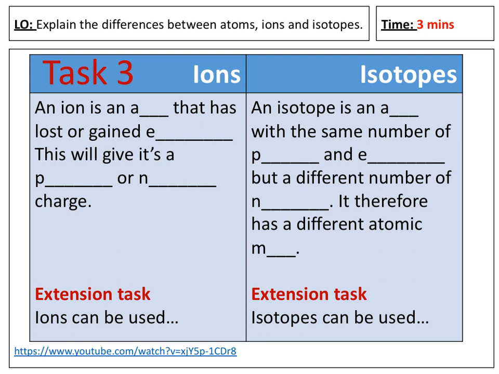So here you go, here's your next task, a bit of a gap fill, the difference between ions and isotopes. There's an extension task down the bottom as well. Ions can be used, ... and isotopes can be used, ... So a bit of a chance to do a bit of research if you wanted to. There's another YouTube link down the bottom to a good explanation of some of this stuff. So pause the video, have a go at this.